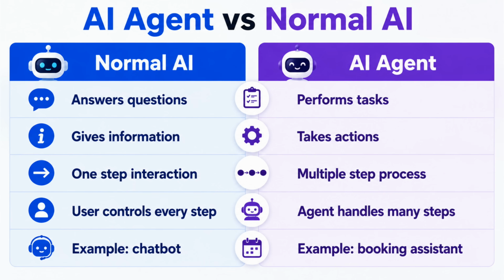Now we will see the difference between an AI agent and a normal AI. A normal AI mainly answers questions. An AI agent performs tasks. A normal AI gives information. An AI agent takes actions. A normal AI usually works one step at a time. An AI agent handles multiple steps automatically. With normal AI, you control every step. With an AI agent, the agent handles many steps for you. A chatbot is a simple example of normal AI. A booking assistant is a simple example of an AI agent.